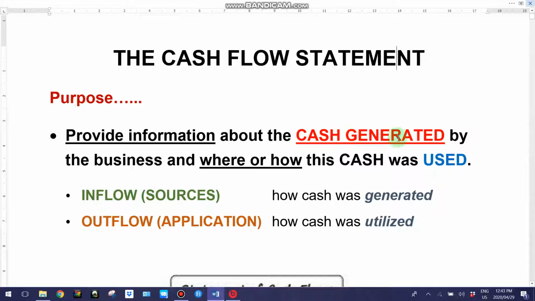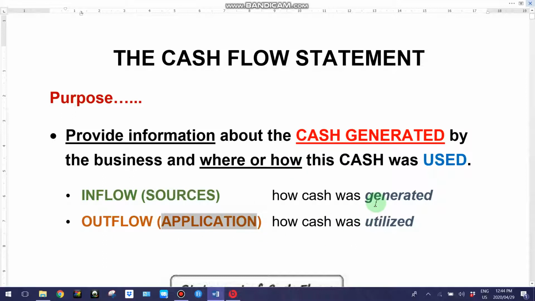So when you see the word generated, it would mean where does the money come from? It would look at the sources, the source of that cash. Where did we get the cash? And once we got the cash, the next part of the statement will tell us exactly how this money was used by the business, where did we use it, and how did we use that money. That would be the application of that cash.